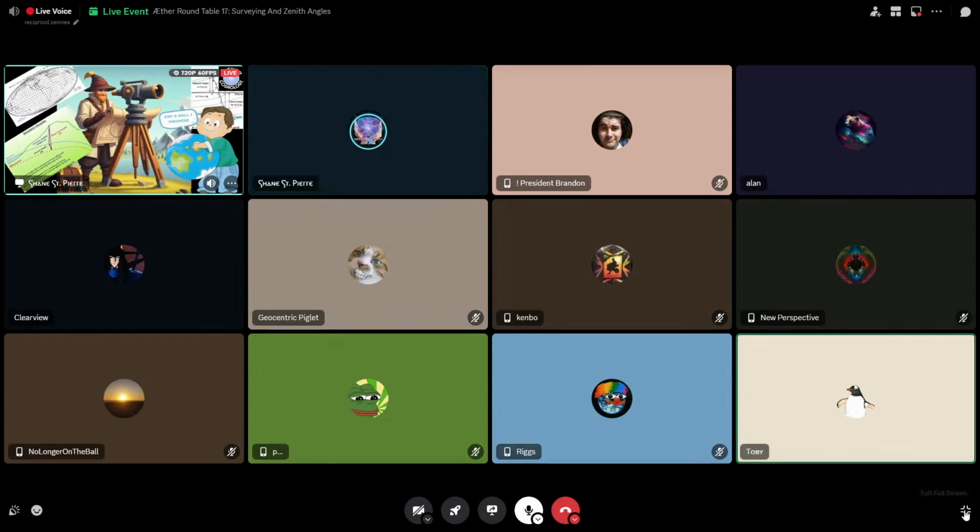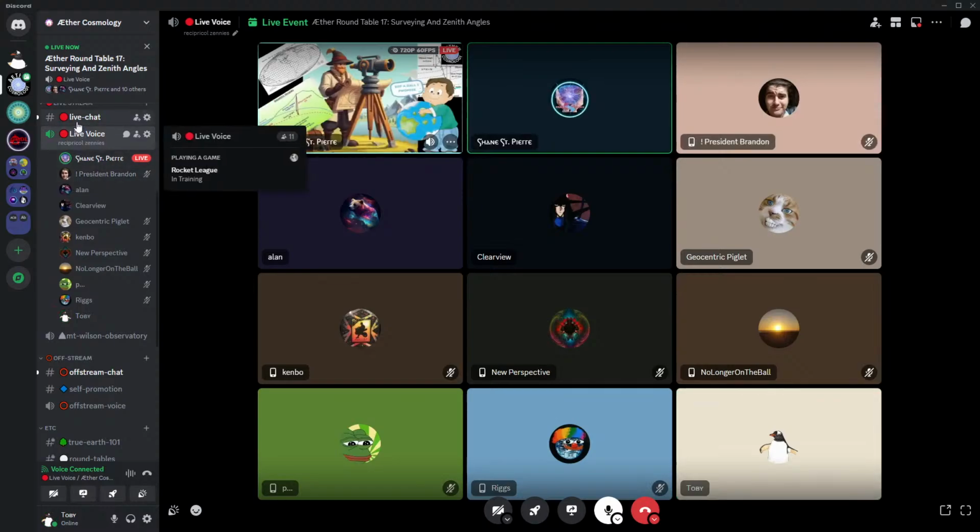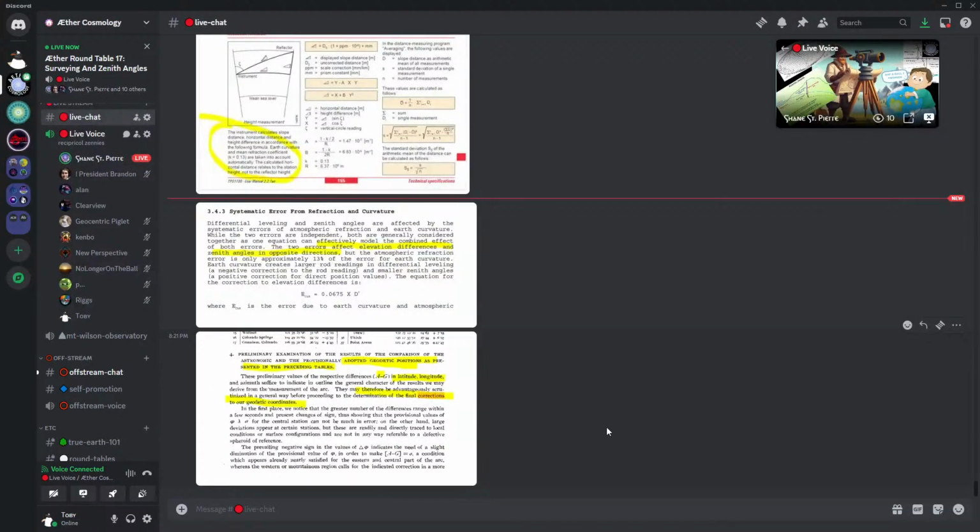Can you drop that paper, by the way? The one that goes over the refraction that they found when doing those measurements. The deflection of the vertical paper? Yeah, there's a few. So I dropped the whole bibliography, and like eight of them are about that specifically. So let's see.